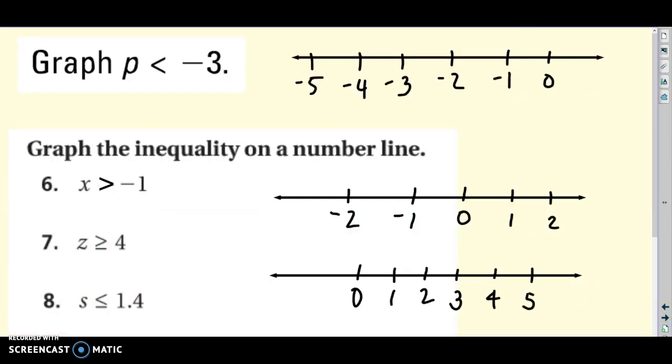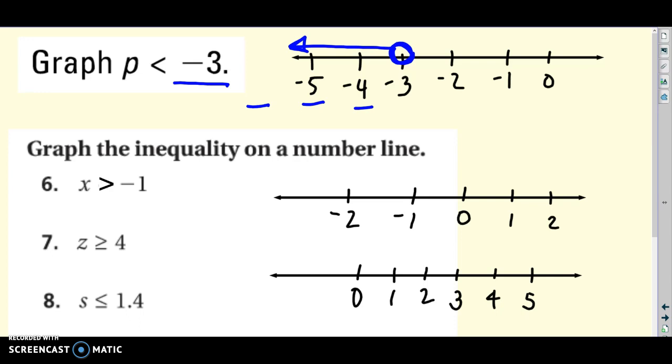So the last thing to go over is how to graph them. And I hope that this is a review, but we'll talk about it together. So graph P is less than -3. So when I have to graph less than -3, that would mean it would include -4, -5, -6, everything over here. But it does not include -3 itself, just the things smaller than -3. So I need to leave an open circle saying not actually -3, but just everything this way would work. So when you see a less than or greater than, it's going to be an open circle.